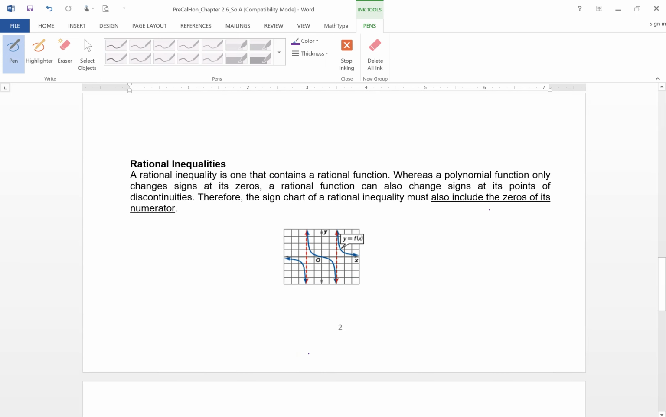Next is rational inequalities. These are where you have a rational function, but it's an inequality. So they contain a rational function. Whereas polynomial functions only change signs at their zeros, a rational function can also change signs at its points of discontinuity. Therefore, the sign chart must also include the zeros of the denominator. This is a typo. It should say of the denominator.